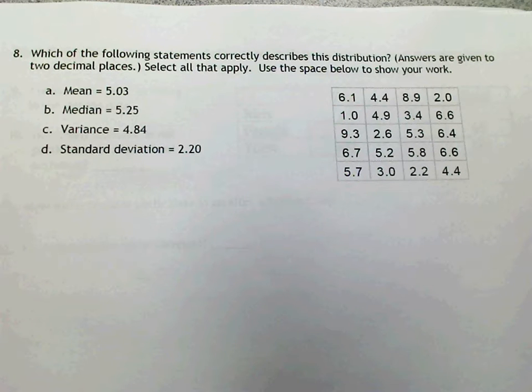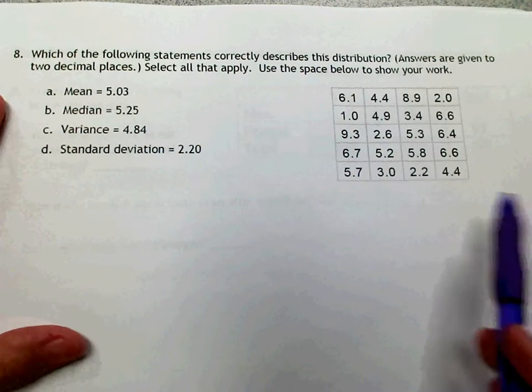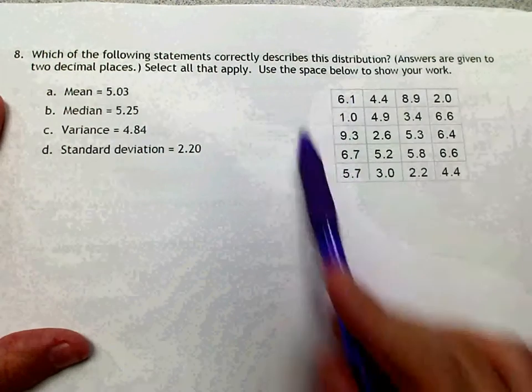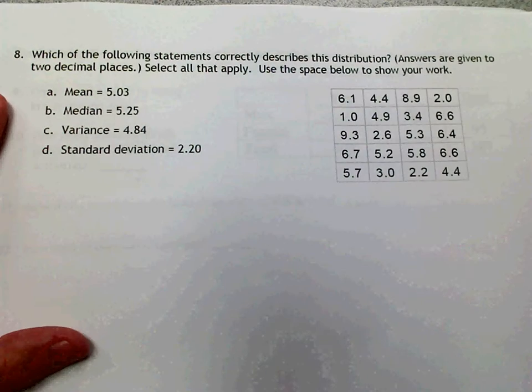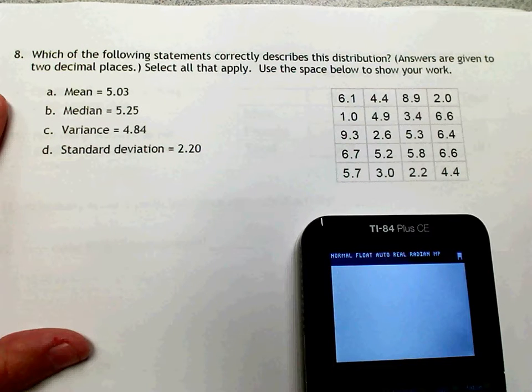Okay, number 8. Which of the following statements correctly describes this distribution? And it says answers are given to 2 decimal places. Select all that apply, and then it says use the space below to show your work. Really, there's not a whole lot of work to be shown. We're just going to take all of this data and put it into our list.